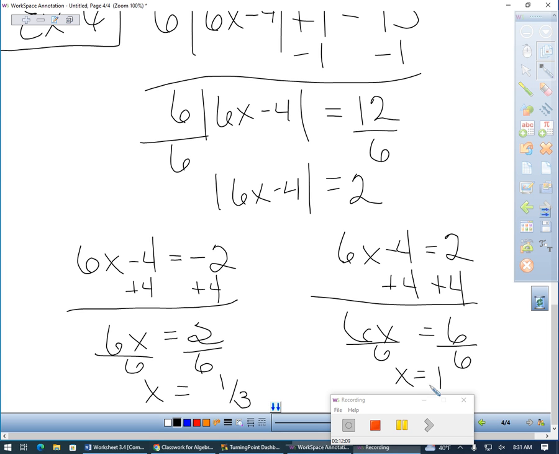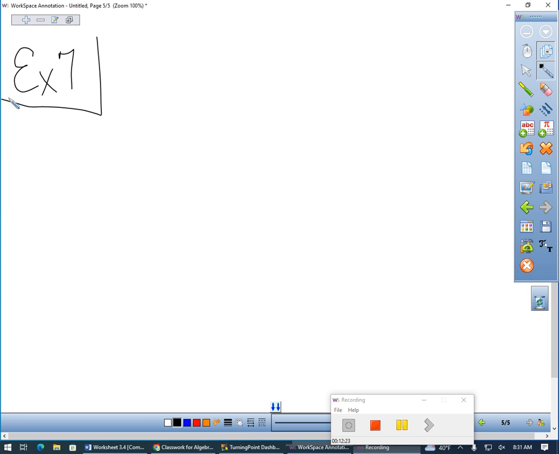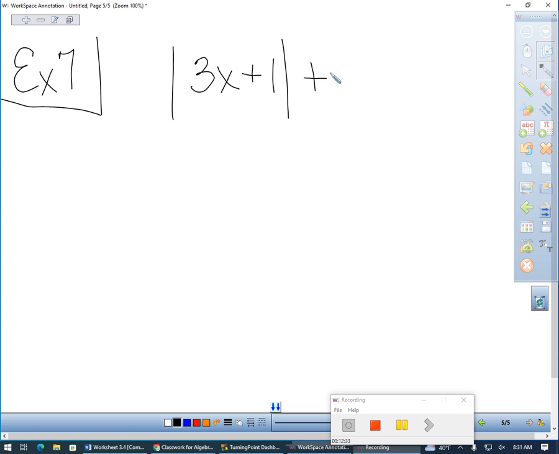All right, so any questions at all? All right, so I need to talk about this last example. This is special. Example 7. If I have the absolute value of 3x plus 1 plus 4 equals 1.